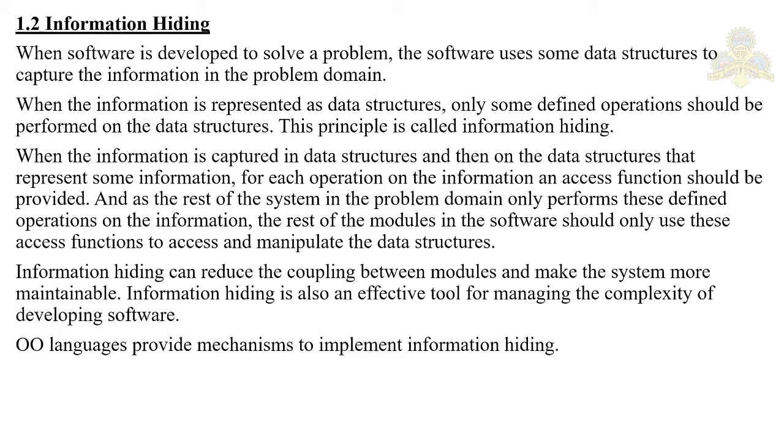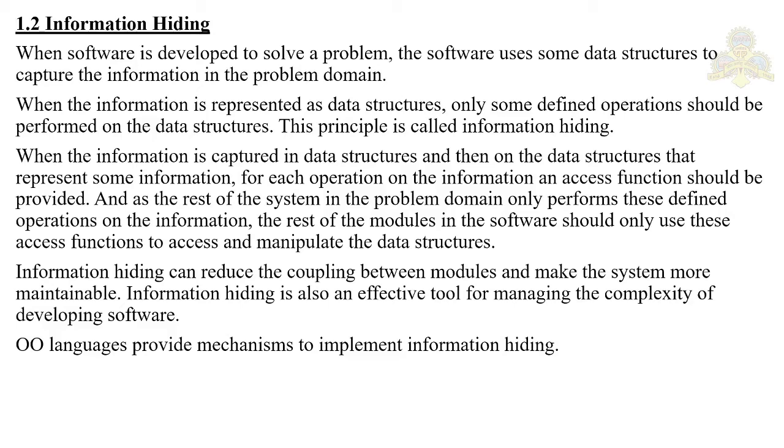The rest of the modules in the software should only use these access functions to access and manipulate the data structures. So information hiding can reduce the coupling between the modules and make the system more maintainable. That means information hiding is an effective tool for managing the complexity of developing software. By using information hiding, we have separated the concern of managing the data from the concern of using the data to produce some desired results.